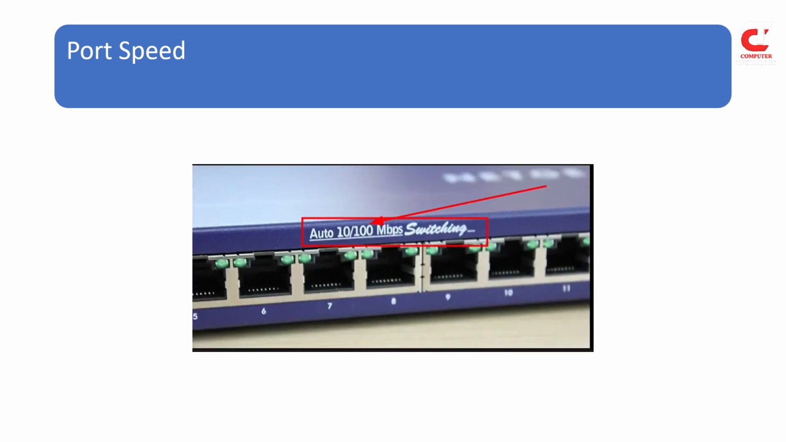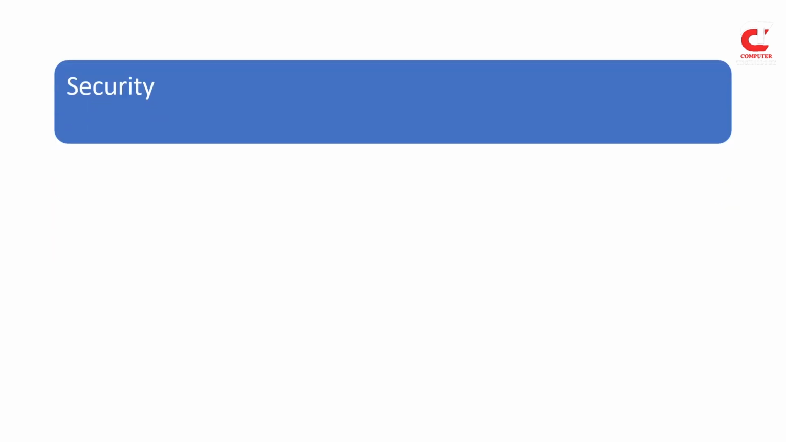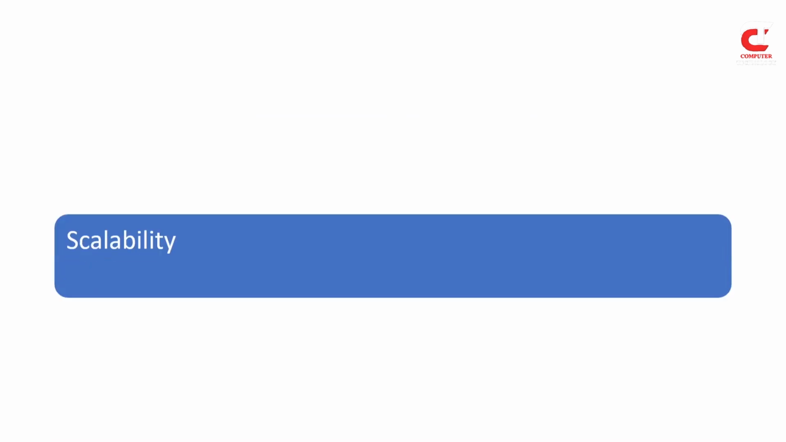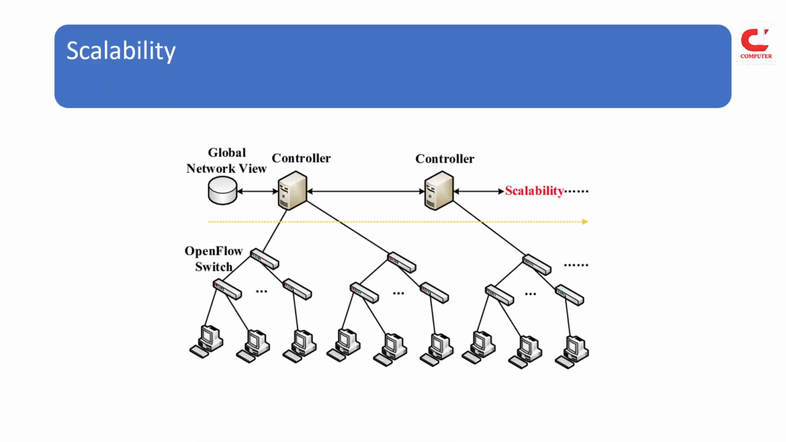Most access switches come with 10 Mbps, 100 Mbps and 1000 Mbps ports. Choose between Fast Ethernet and Gigabit Ethernet based on your network specification requirements. Security. As the network edge, the access layer plays a critical role in network security. Scalability. Consider the future number of users in the enterprise network.